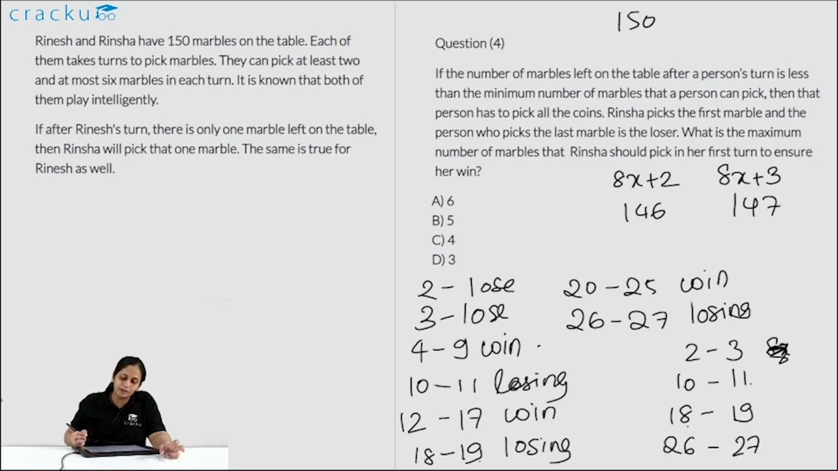Now if she has to pick up the max number of coins, in this case she has to pick up 4, and in this case she has to pick up 3. So the max number of coins that she can pick up is 4 to ensure her win. So the right answer is option C, 4.